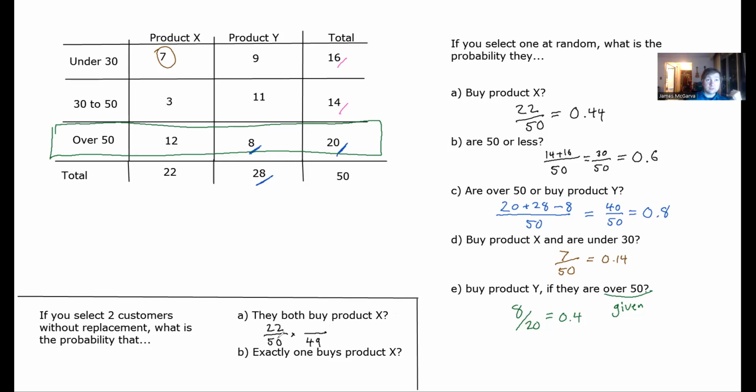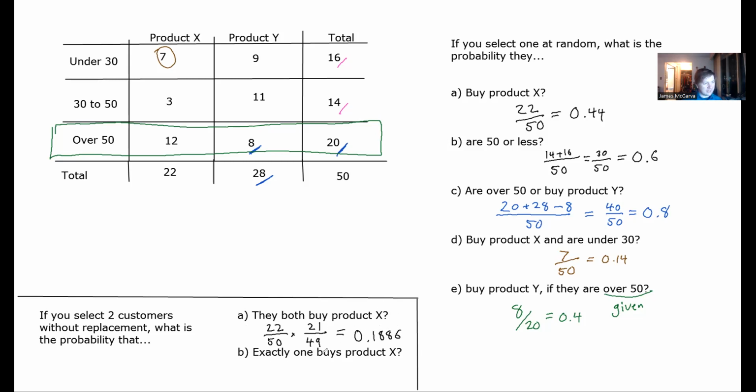I already chose them first. Now the second one needs to buy product X as well. And there's only 21 people who buy product X left in the pool. So we get this: 22 out of 50 times 21 out of 49. So we get our calculators out, and we do that, and we get 0.1886. All right, that's the probability they both buy product X. And that seems straightforward enough.